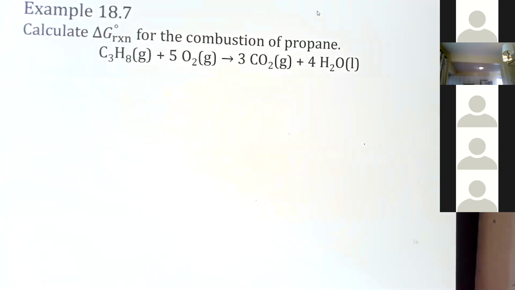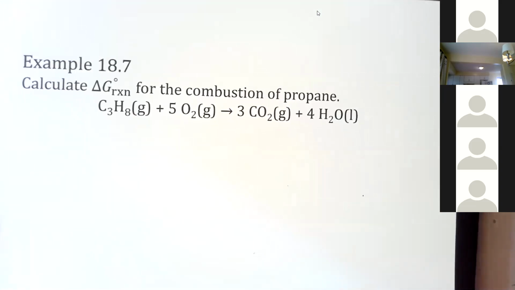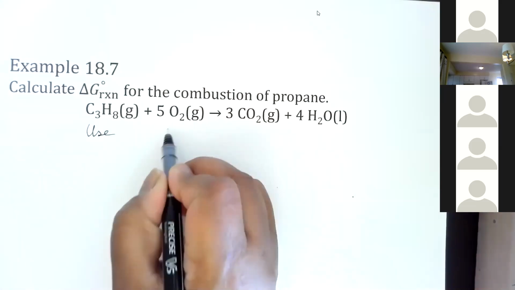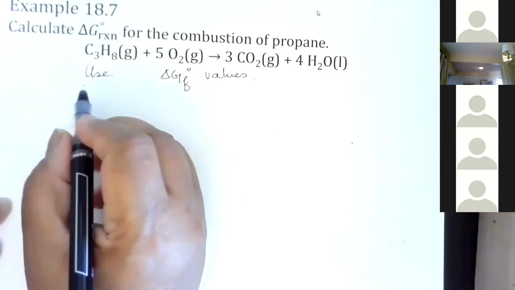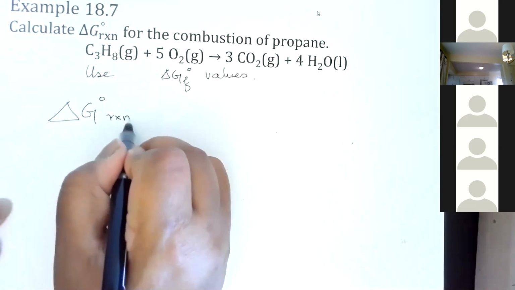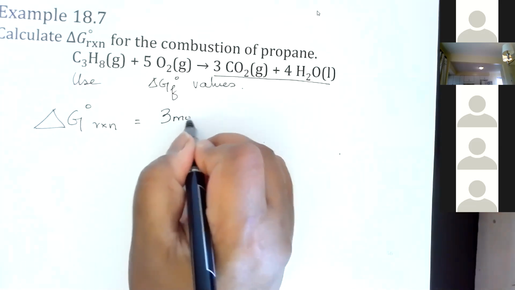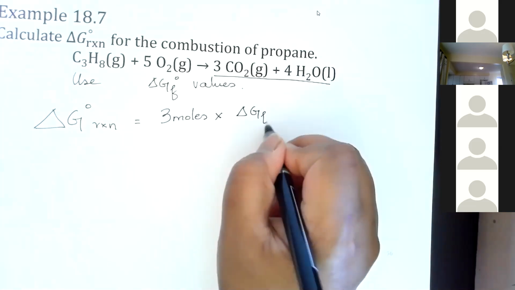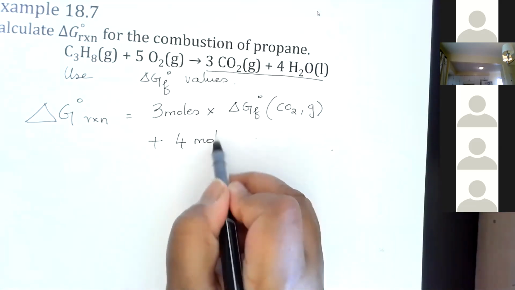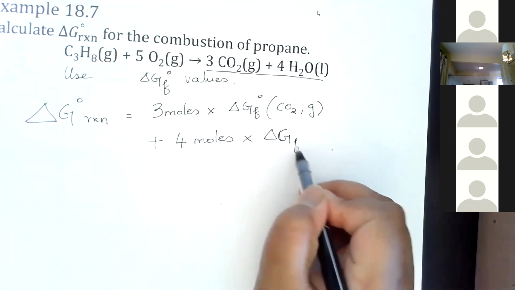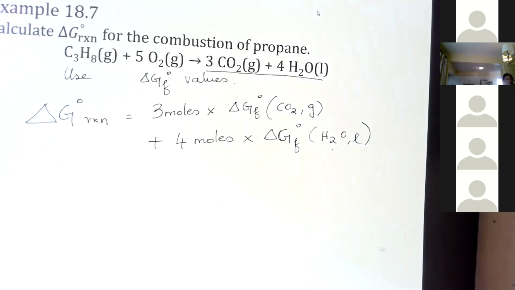Now I'm gonna set this up and then we'll keep going. Now you'll need delta GF0 values from the table. Let's see how we do this problem. Products first, right? Products first. So 3 moles CO2 gas plus 4 moles times delta GF0 water. Now water is a liquid here. They can give you gas or they can give you liquid.